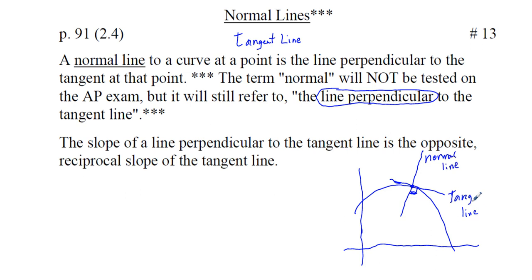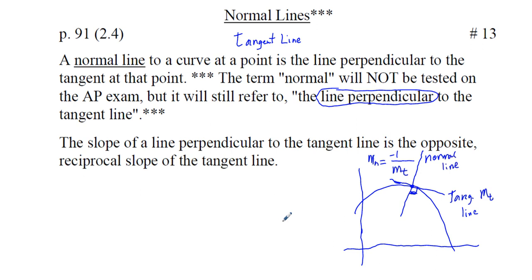The slope of a tangent line, I usually refer to it as m sub t. And the slope of a normal line, m sub n, equals the negative reciprocal, so -1 over m sub t.